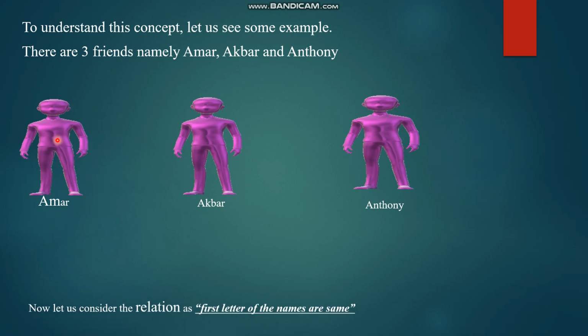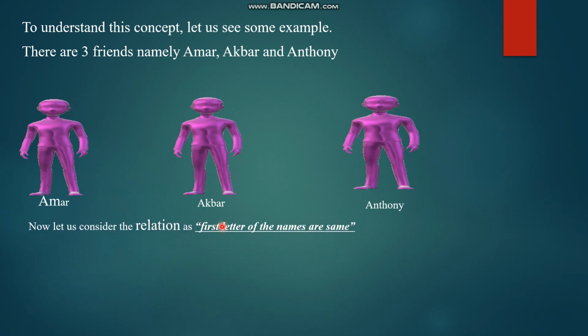So, let's take a relation. Let's take the relation as: the first letters of the names are the same. So, when you see Amar with Amar, obviously the first letter of Amar is A and we are taking Amar again, so the first letter is A. Of course, all the letters are equal, but we are bothered about only the first letter. So, Amar has the same first letter as Amar himself. So, the relation is reflexive.